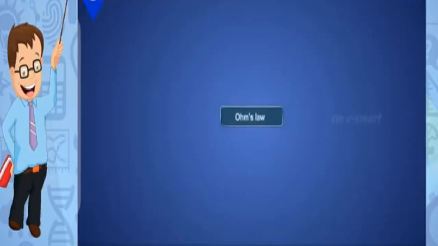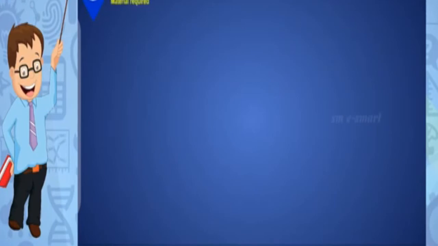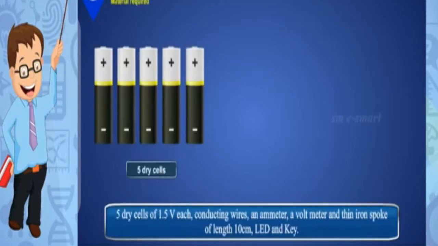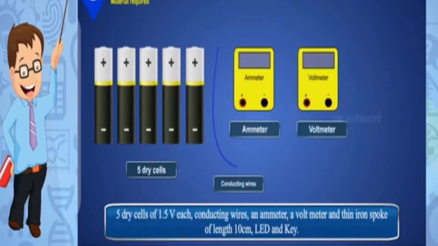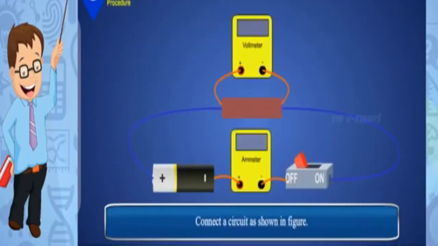Ohm's law, lab activity. Aim: to show that the ratio V by I is a constant for a conductor. Material required: 5 dry cells of 1.5 volt each, conducting wires, an ammeter, a voltmeter, a thin iron spoke of length 10 cm, an LED, and a key. Procedure: connect a circuit as shown in the figure. Solder the connecting wires to the ends of the iron spoke.